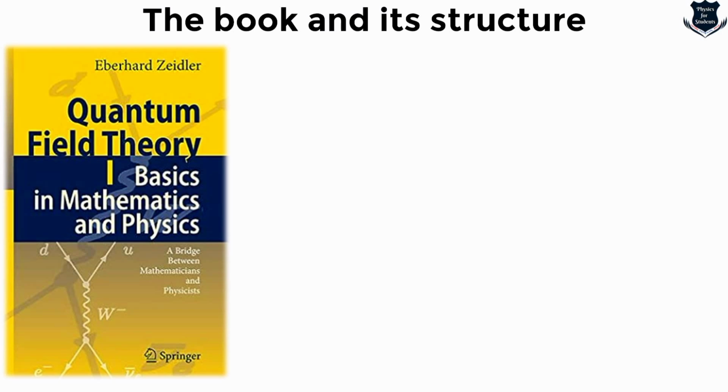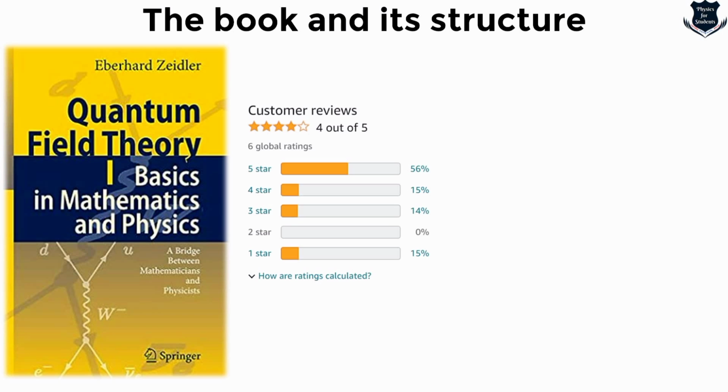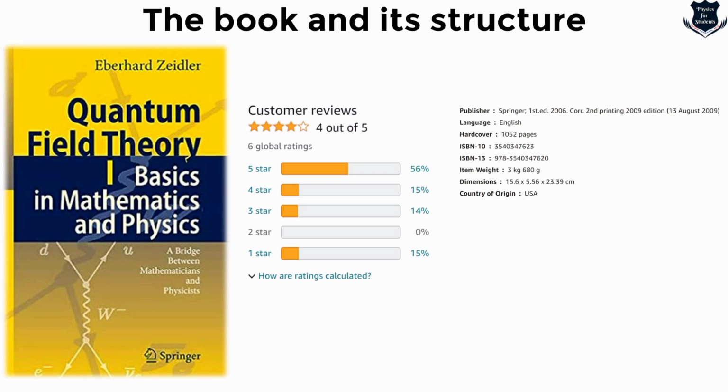Okay, so the name of the book is this one, Quantum Field Theory: Basis in Mathematics and Physics, and it is written by the German mathematician Eberhard Zeidler. Now you see the Amazon rating more or less gives 5 stars at 56%. I think this should go up to 75 to 80%.